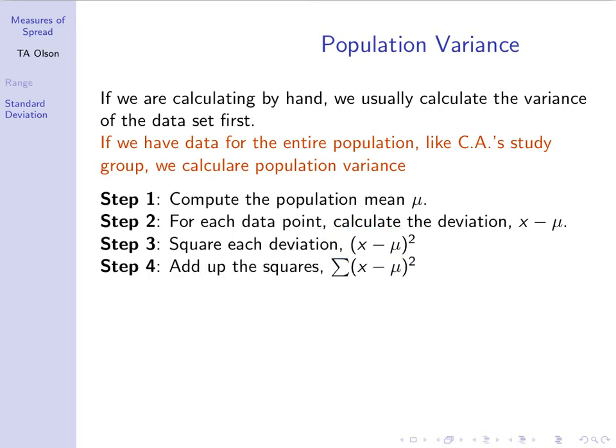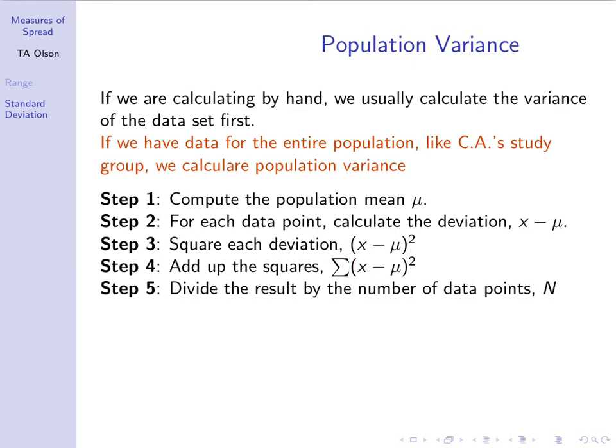Then we add up all of those squared deviations. This symbol here is the sum symbol. That means to add them up. And since we have the data for the entire population, we are only interested in the study group right now, we divide by the total number of data points. And so in this case, we would divide by 6. And that final number is our population variance.